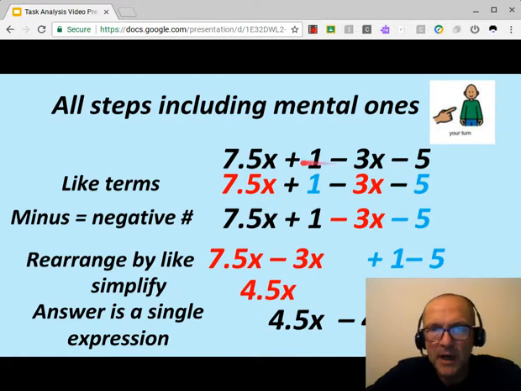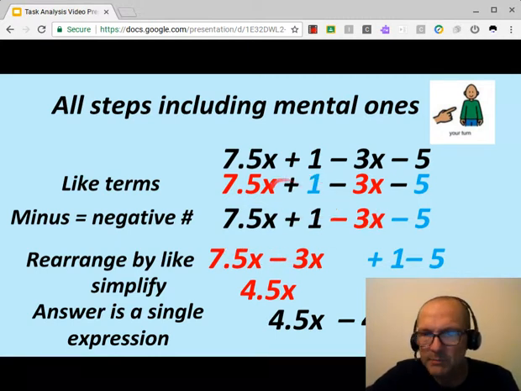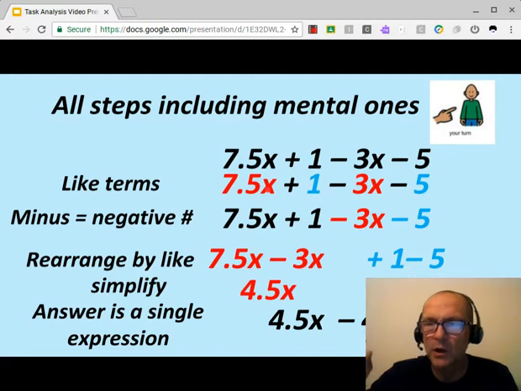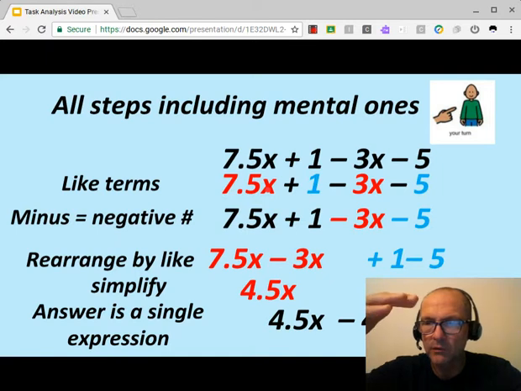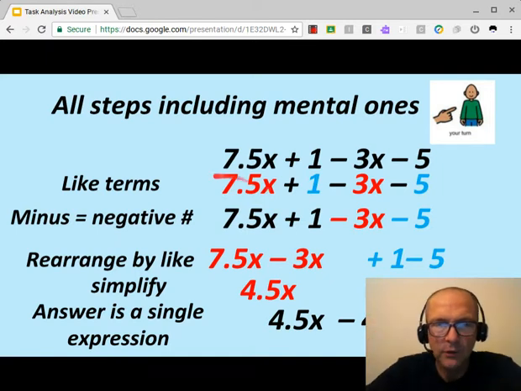What happens is a lot of times people jump right into that and they do both. They think the first step is to identify 7.5x and minus 3x as like terms. But there's other steps mixed in there, and that's why students can have trouble in math and not get the help they need, because we tend to overlook all these little steps and we jump right up to a higher level. We combine multiple steps together.